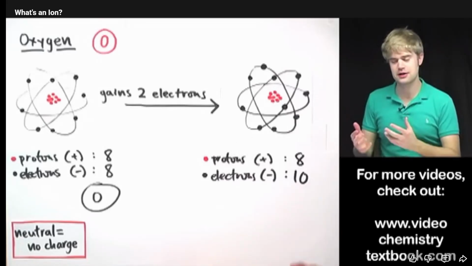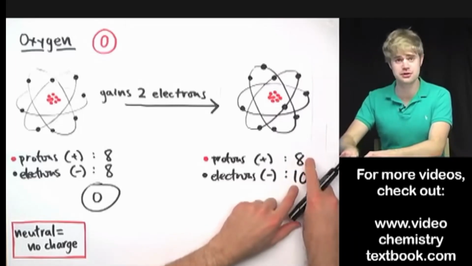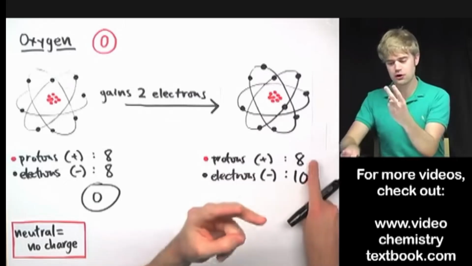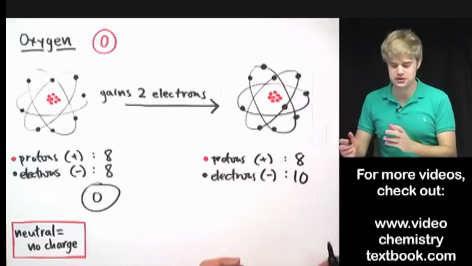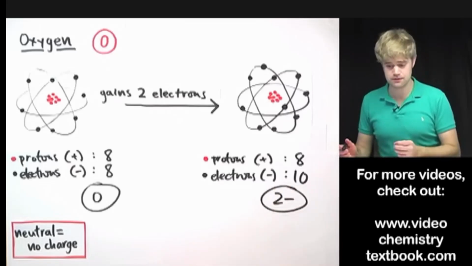So now the protons and electrons don't balance out anymore, and I have more negative charge than positive charge. I've got 2 more electrons than protons, so my total net charge is going to be 2 minus. And you'll notice he writes it 2 minus. That's the chemistry way of writing it. We usually put the number first and the charge second. But if you want to write plus 2, that's also fine.